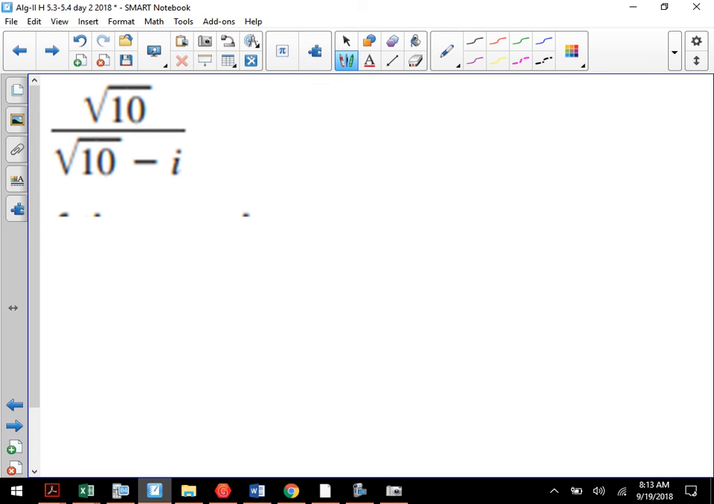And I might as well throw it with the roots too, just to have a little bit of fun. I have the square root of 10 divided by the square root of 10 minus i. Why don't the root 10s cancel out here? Do you guys remember? No, that's not the reason why. But why can't I just cross off the root 10s and say it's 1 over negative i?